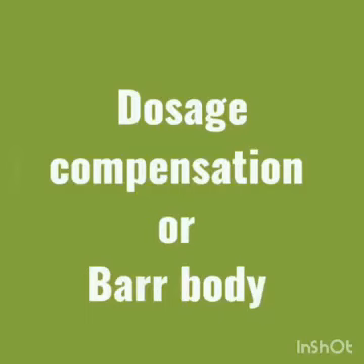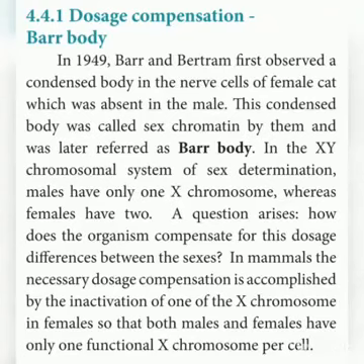Next we move on to dosage compensation, or we can call it the Barr body. So what is dosage compensation? We are able to see XX and XY chromosomes. Here there are two X, here it is one X. How does it get compensated? So you can see this in detail.